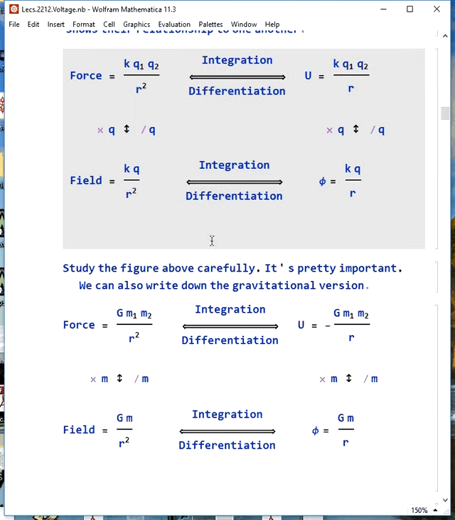We had the same thing in Physics 1. We might not have talked about gravitational potential, but we had these same relationships between these things on the top, the force and the energy, and then the force per mass and energy per mass here on the bottom.